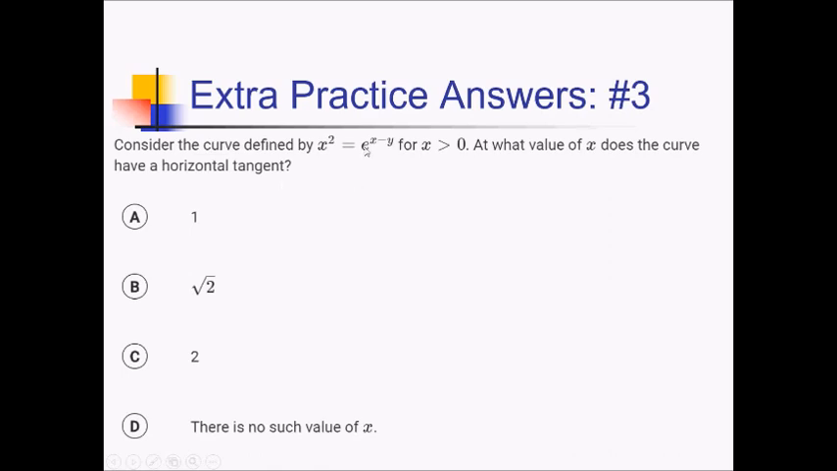So let me take the derivative of this. Now, since it's very difficult here to isolate y, I'm going to use implicit differentiation. So on the left side, derivative of x squared, that's going to be 2x. On the right side, I'm going to need the chain rule. I've got the derivative of e to the something. Well, that's just going to be e to the something. But now I have to multiply by the derivative of the something of x minus y.